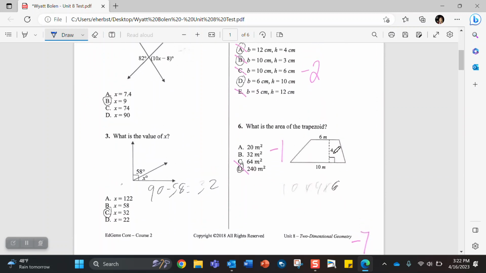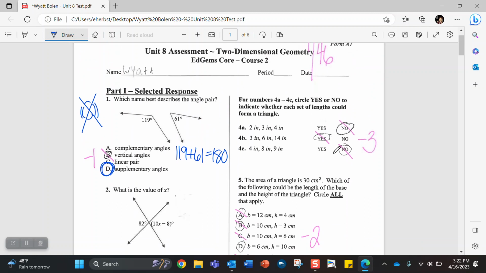He got questions 2 and 3 correct, and so I'm going to skip over to 4. This says just to circle yes or no to indicate whether each set of lengths could form a triangle. So in that lesson, what we were looking at is adding two of the two shortest side lengths together and making sure that they were bigger than the third side.